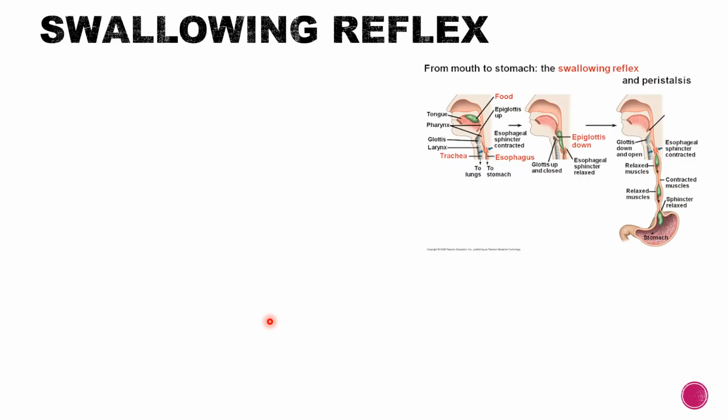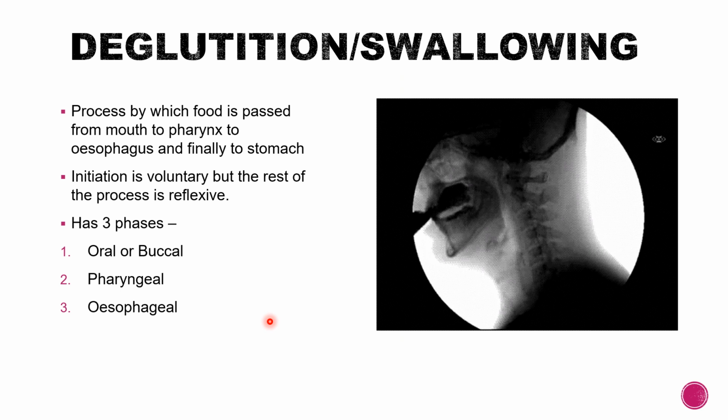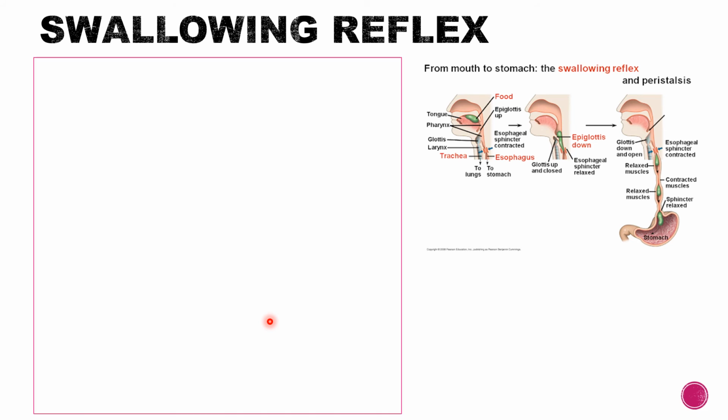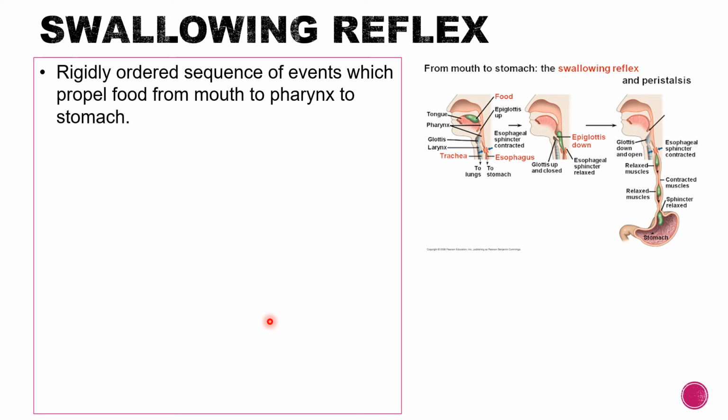So this whole process, this oral phase, pharyngeal phase, and esophageal phase, is brought about by the swallowing reflex. The swallowing reflex basically helps in the process of swallowing. What is the swallowing reflex? The swallowing reflex is basically a rigidly ordered sequence of events which propel the food from mouth to pharynx to stomach. For the food to go from the mouth to pharynx to the stomach, lots of changes have to occur. Now these changes are brought about by the swallowing reflex arc.